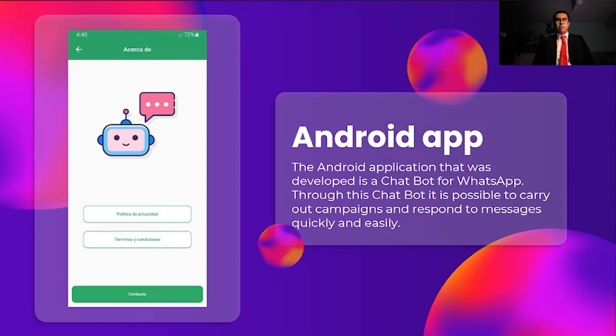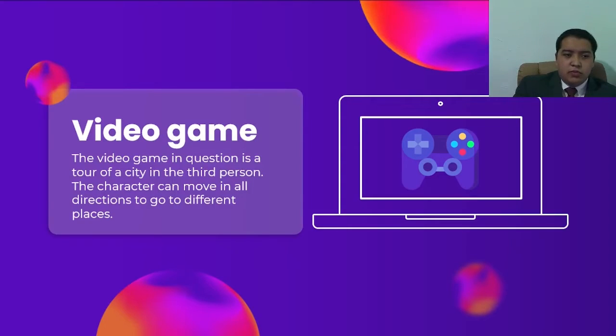For the development of this application, we used the following technologies: Flutter for the front end, Node.js for the backend, and MySQL for the database. Now the video game. The video game in question is a tour of a city in third person. The character can move in all directions with the keyboard and go to different places. In order to achieve this, the video game was created in Unity.